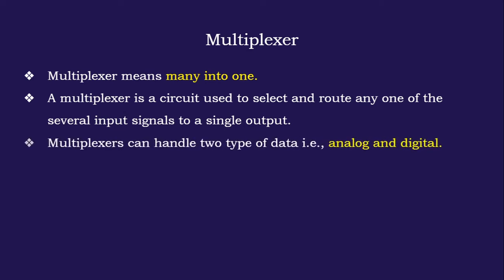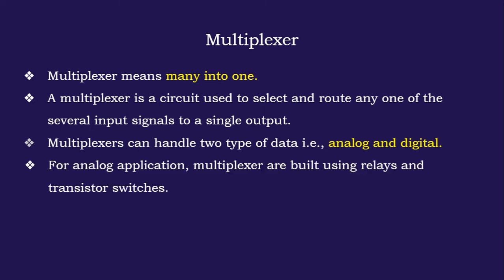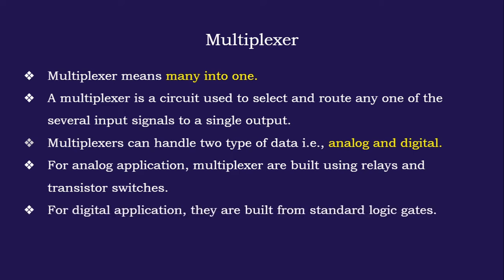Multiplexers can handle two types of data, both analog and digital. For analog applications, multiplexers are built using relays and transistor switches. But in the case of digital applications, they are built from standard logic gates. That means we can build the multiplexer using basic gates like AND, OR, NOT, etc.